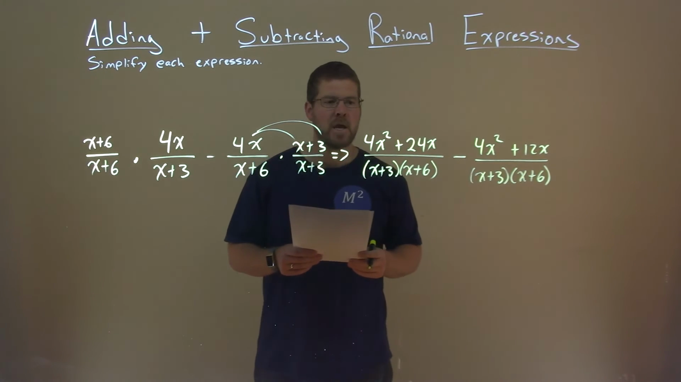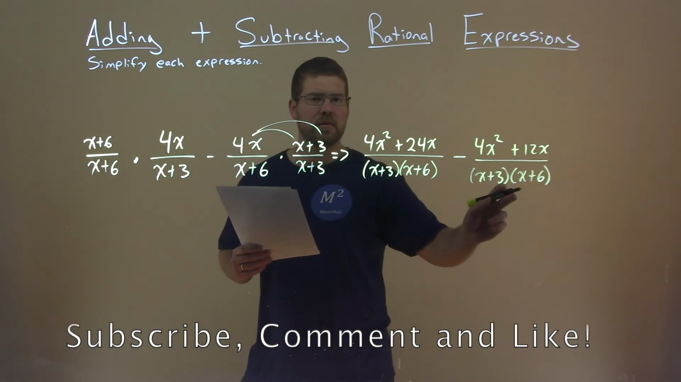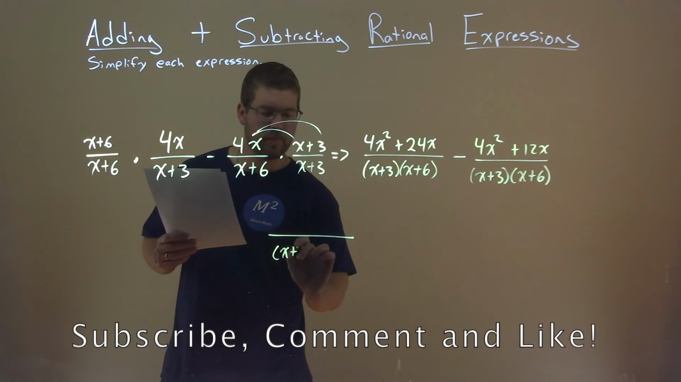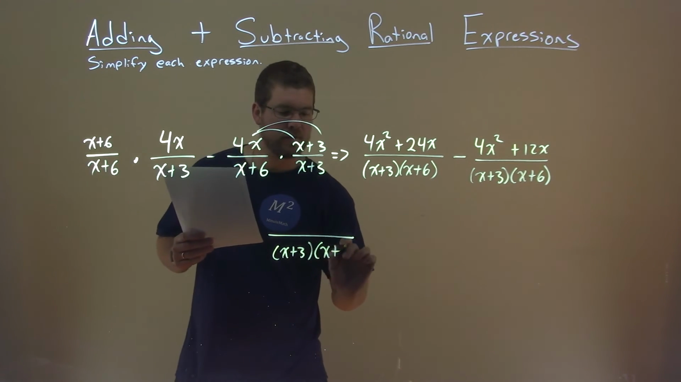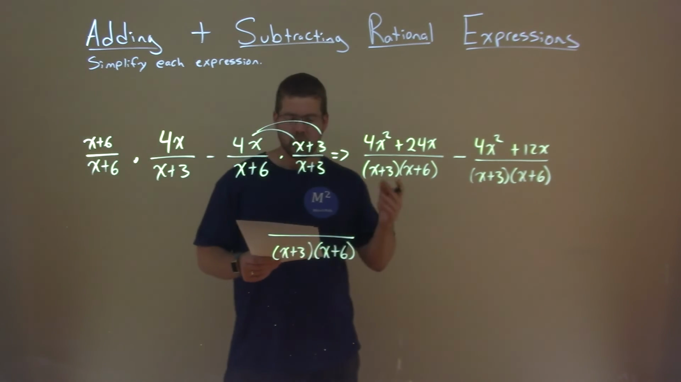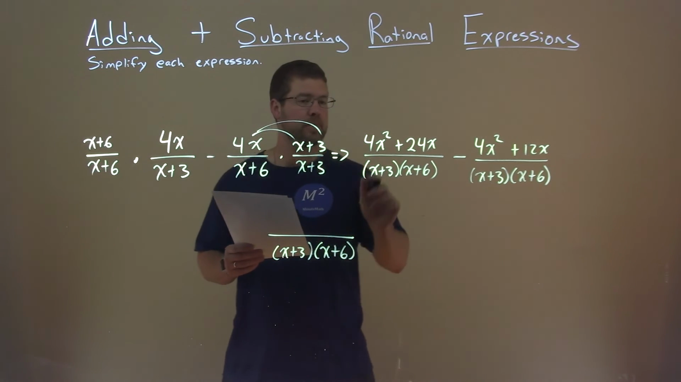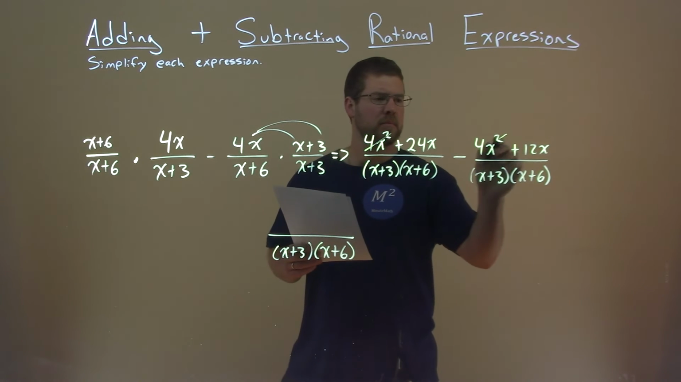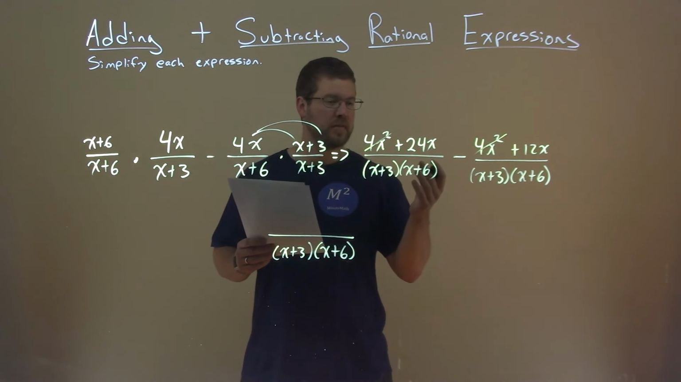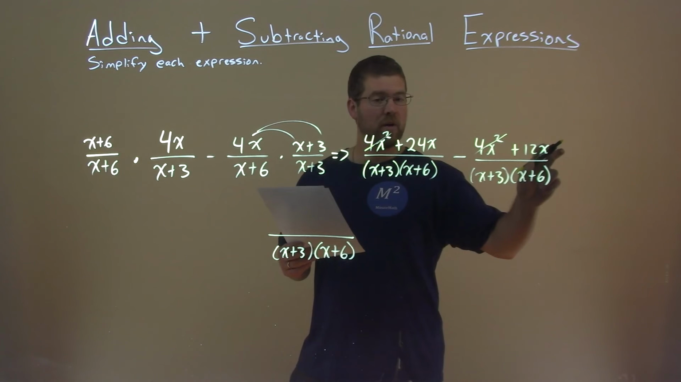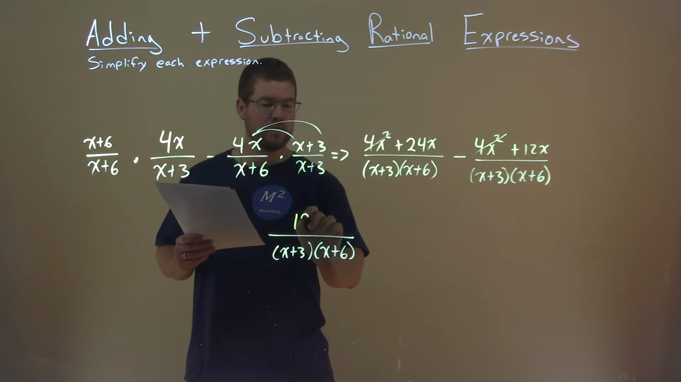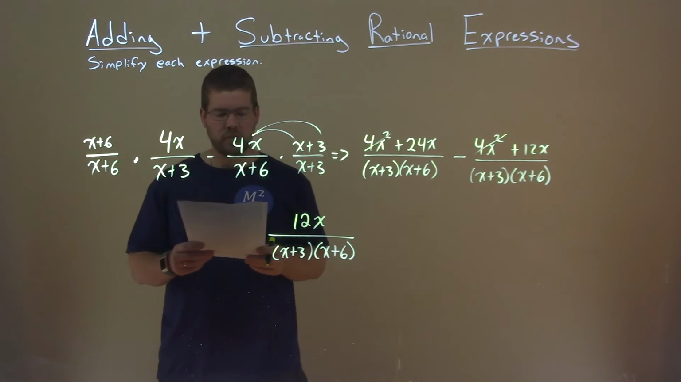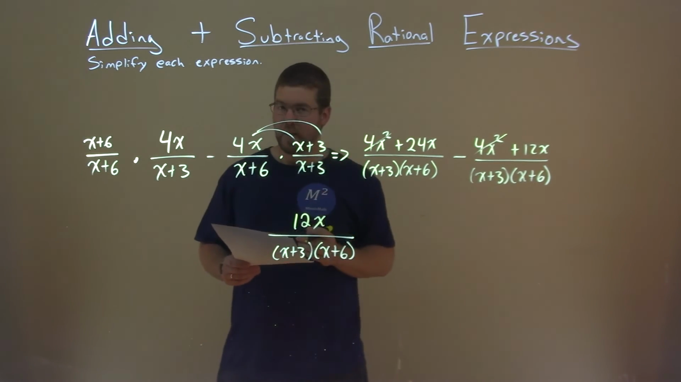Okay. Well, now we have the same base. We need to combine that to one fraction. x plus 3 times x plus 6. So let's add the numerator now. Combine our like terms. 4x squared minus a 4x squared, well, they cancel each other out. That's nice. 24x minus 12x is just a positive 12x. And so that's it. 12x over x plus 3 times x plus 6 is our final answer.